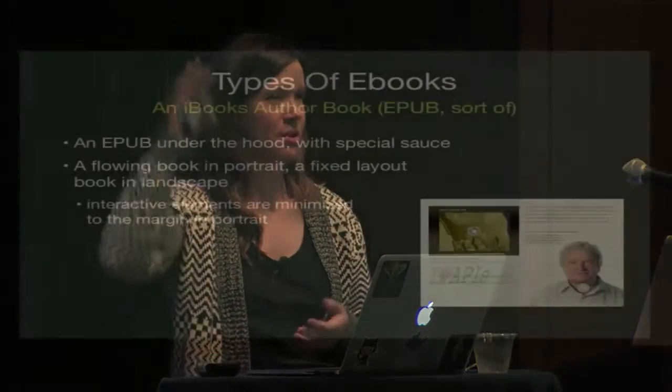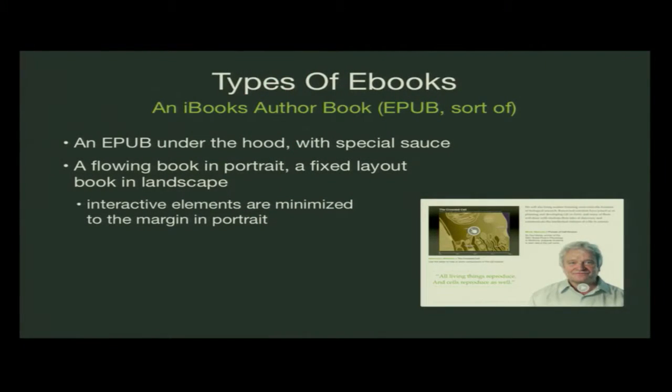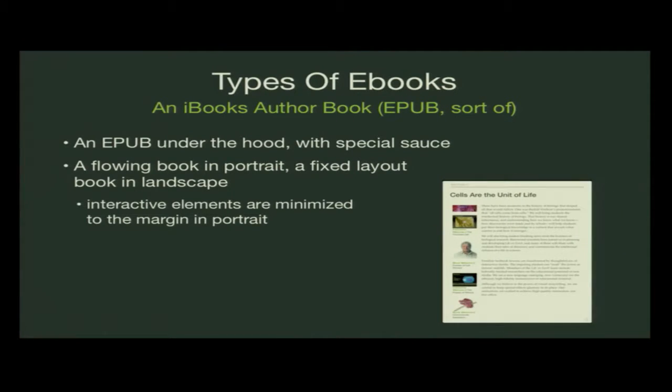iBooks Author allows you to create a book that is like a flowing book in portrait orientation, but like a fixed layout book when the iPad is rotated to landscape orientation. So this is a screenshot from E.O. Wilson's Life on Earth, and this is what a page looks like viewed in landscape orientation. Once this is rotated, the two interactive elements on the page, which are indicated with little circle controls, are going to be minimized to the margin here. So they're still accessible, but they're not laid out in the page as you exactly specified when you were creating the book.